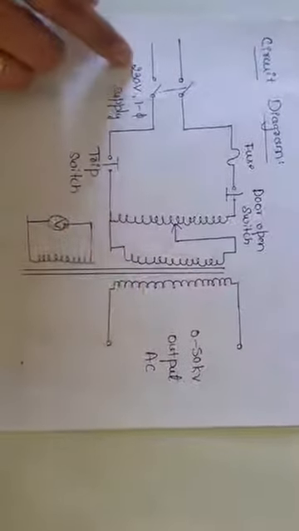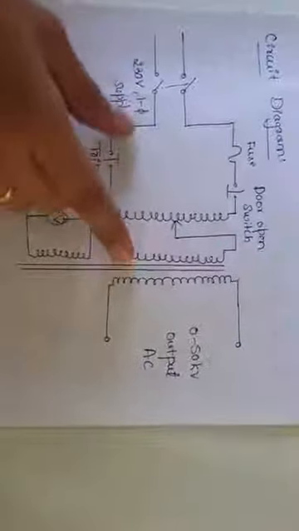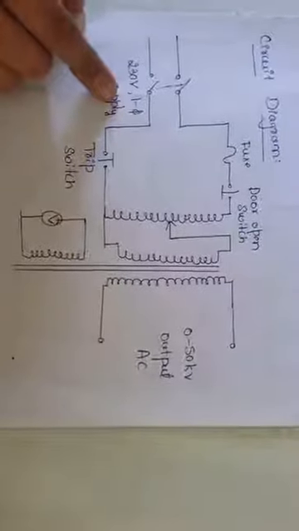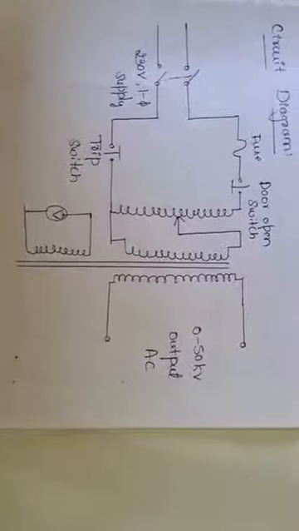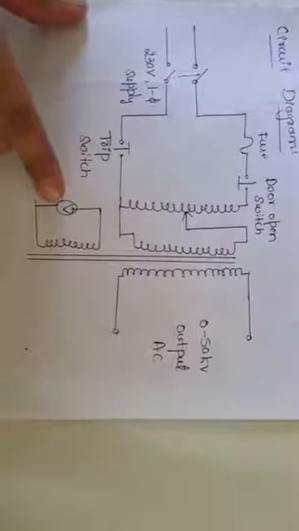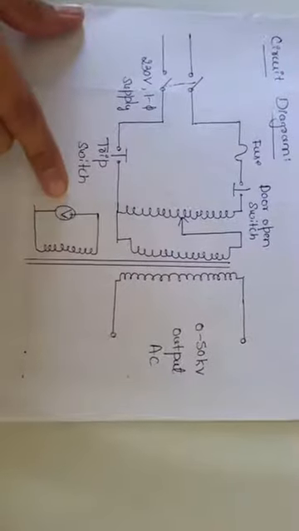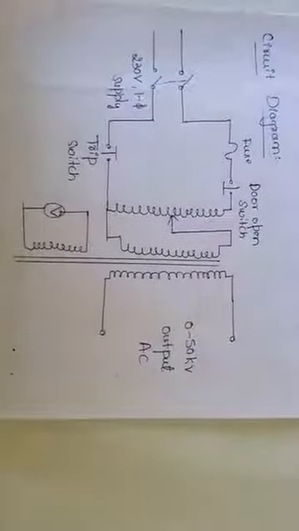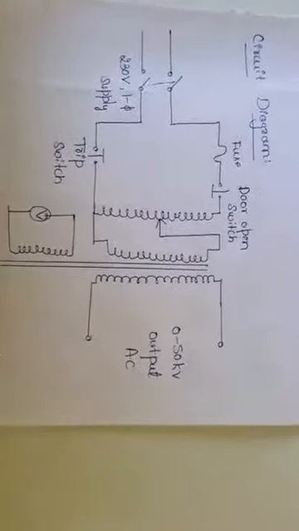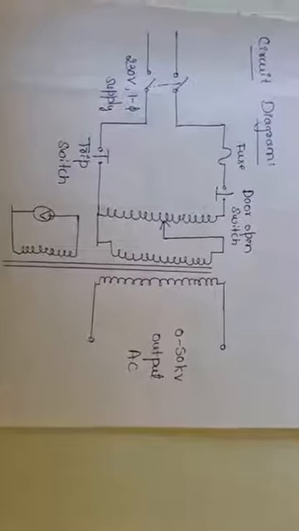This 230 volts is fed into the step up transformer. Here the 230 volts is stepped up to 50 kilovolts because we are giving a high voltage AC supply. Then we have a voltmeter for the measurement of voltage and also the measurement of the breakdown voltage in the circuit. Now we'll see the actual conduction of the experiment and also its experimental setup.